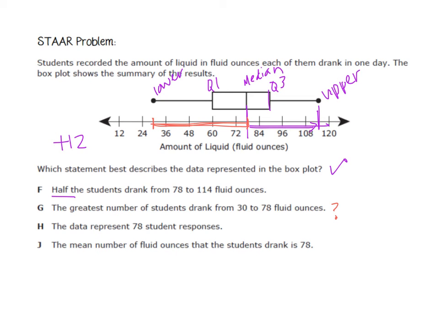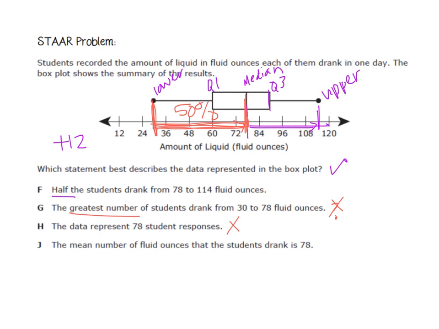We'll see. All right, the second one says the greatest number of students drank between 30, which is right here, to 78. Well, even though I don't know how many students did that, I do know that that is my lower 50%. So the greatest number, no, because that's 50% and the upper part is 50%. So if it's 50%, it cannot be larger than the other half. So that one's not going to work. The data represents 78 student responses. Well, I don't know how many students they asked. I just know that this is the information they recorded.